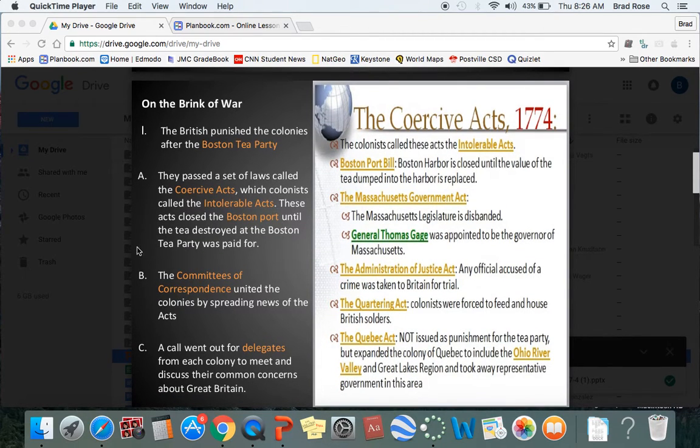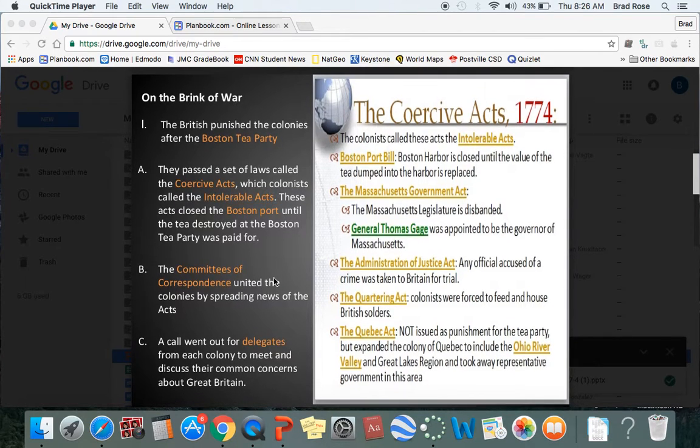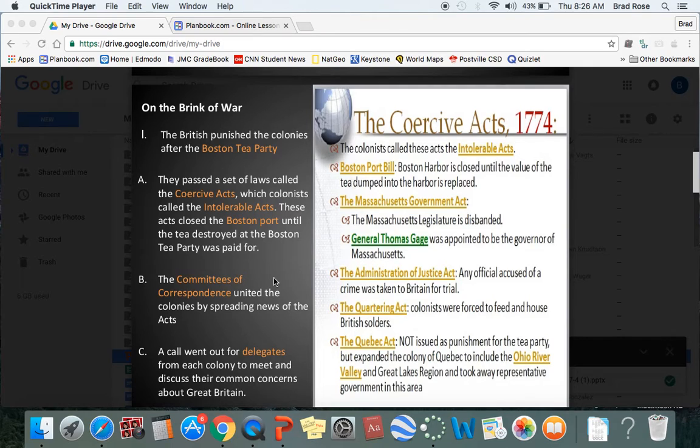Okay, all of these things upset the colonists. They looked at this more as a punishment for protesting and their right to be able to say that they did not want to be taxed. So the Sons of Liberty and other people, again, continued to spread this message across the United States.